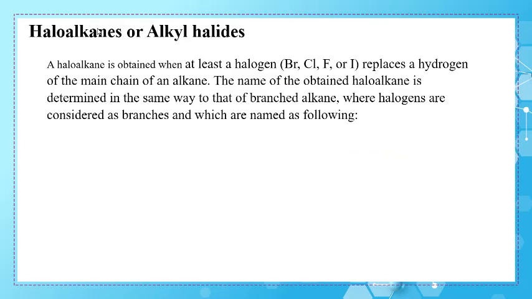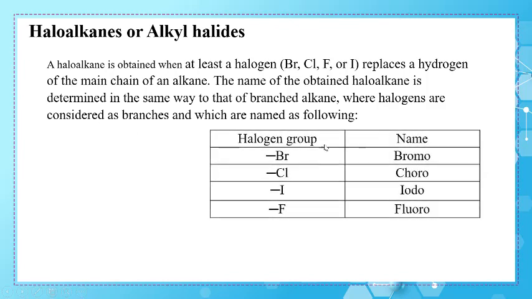Now we will talk about haloalkanes or alkyl halides. Alkyl halides are not hydrocarbons, since we can get an alkyl halide by replacing a hydrogen in the alkane by a halogen, an element of group 7, which can be bromine, chlorine, fluorine, or iodine. The name of the obtained haloalkane is determined in the same way as that of a branched alkane, where halogens are considered as branches and are named as follows. For bromine, we have bromo; chlorine, chloro; iodine, iodo; and fluorine, fluoro.